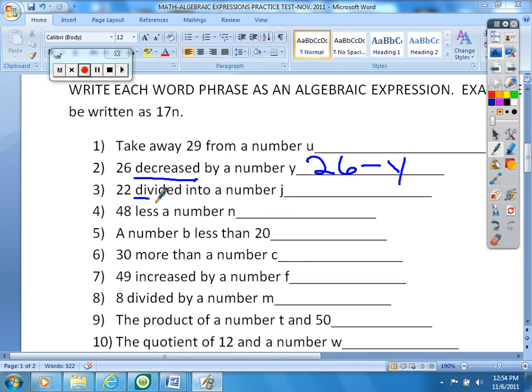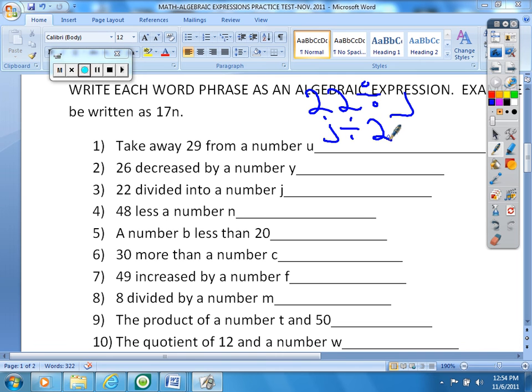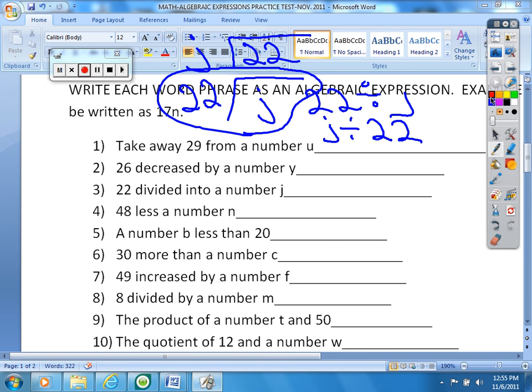Now, these are tricky. You're dividing into. So it's either going to be 26 divided by j, or j divided by 26, or 22, excuse me. Okay, now which one is it? Well, I'm dividing 22 into j. Well, I'm going to tell the kids one thing they can do, if they want to, they can write it using their traditional division sign and put it like this. Which one shows that 22 is being divided into j? Well, this one does. Let me highlight that a little differently. This one says that 22 is being divided into j.